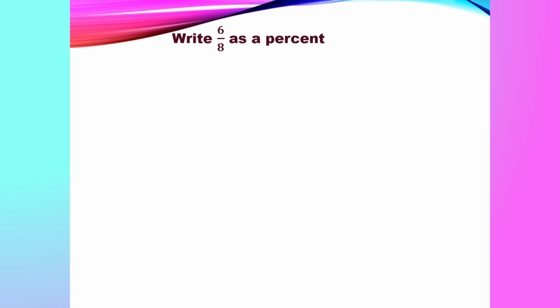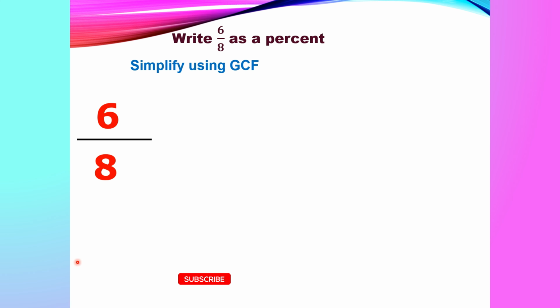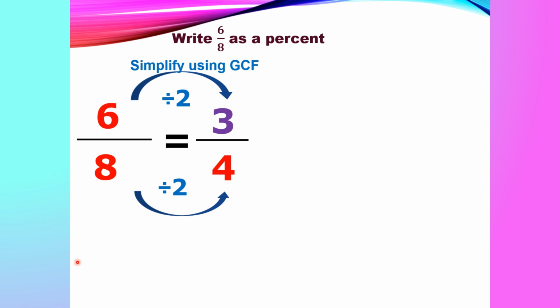Write 6/8 as a percent. So 6 out of 8. We need to think of what we can multiply with the denominator, which is 8, to get 100. There is no factor that can be multiplied with 8 to get 100, so we scale backward, which means we divide by the GCF. The GCF of 6 and 8 is 2. So 6 divided by 2 gives us 3, and 8 divided by 2 gives us 4.